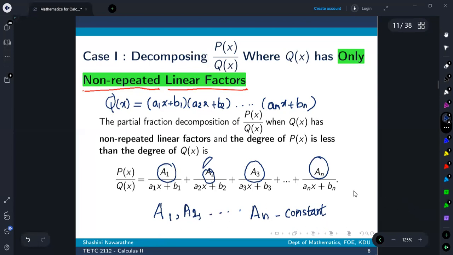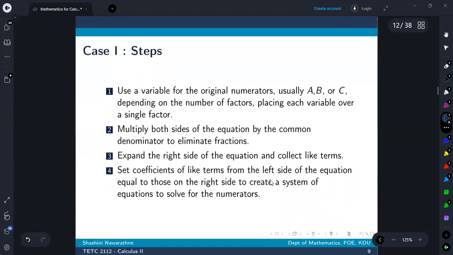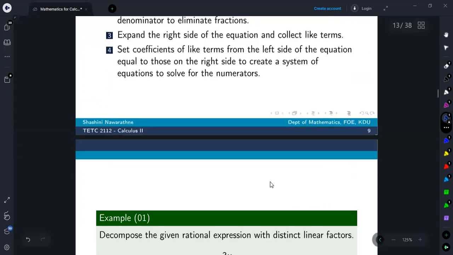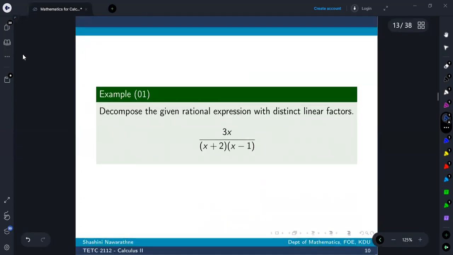So let's see what is the procedure that we need to follow to find these values of these constants. Here are the steps that we need to follow. I will do an example, then you can get the idea of the procedure for this type of example. So let's start from example number 1.